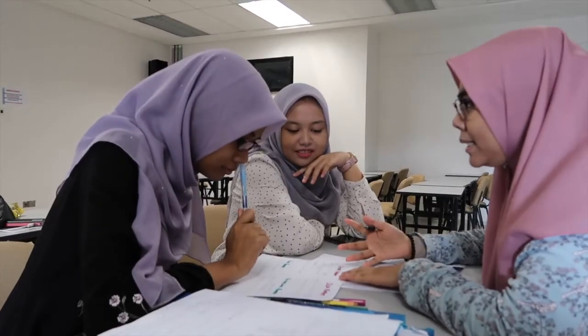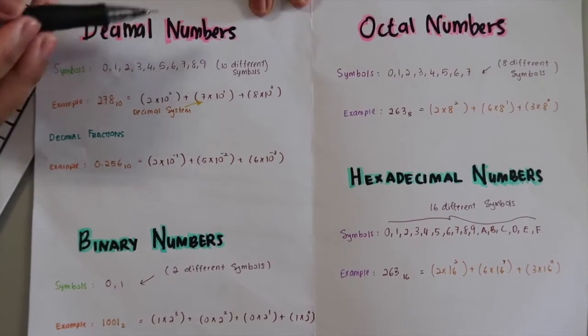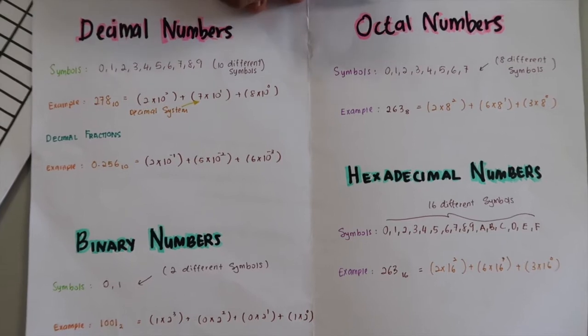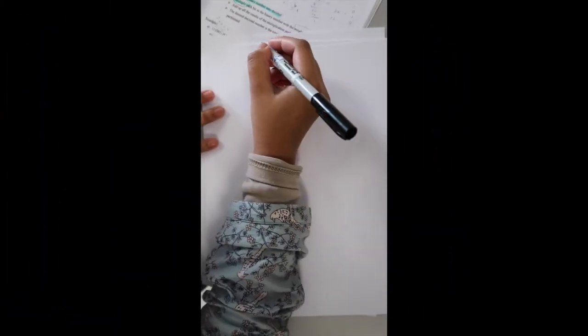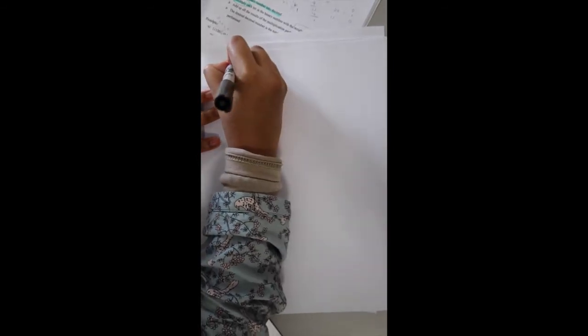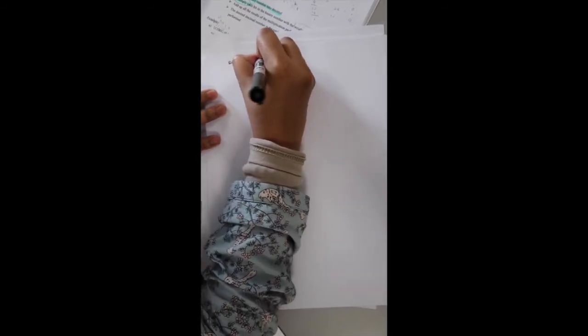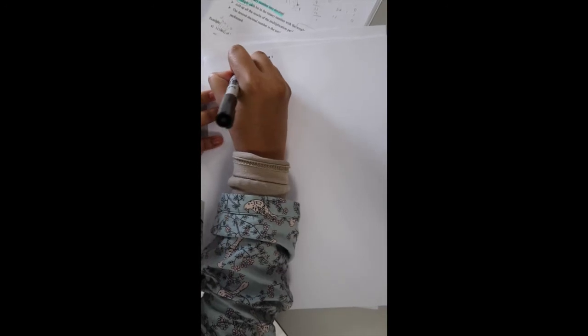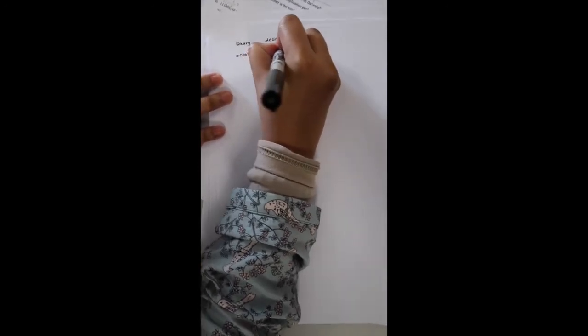Okay, first you must know the number system. Number system have decimal numbers, binary numbers, octal numbers, and hexadecimal numbers. Next, we move on to relation between binary number system and others. First, binary, decimal, octal, hexadecimal.